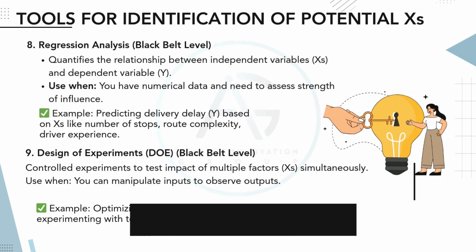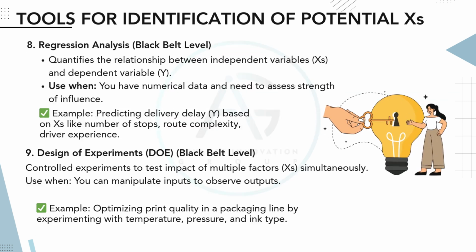8. Regression analysis. Black belt level. Regression analysis helps us quantify the relationship between independent variables, called X's, and a dependent variable, called Y. We use this method when we have numerical data and want to understand how strongly each input influences the outcome. For example, predicting delivery delays, Y, based on factors like number of stops, route complexity, and driver experience, X's.